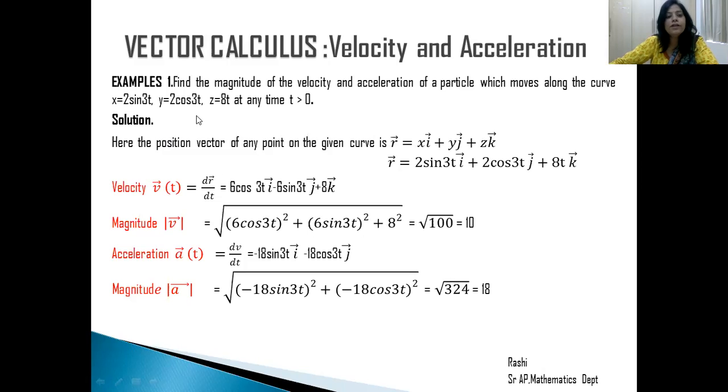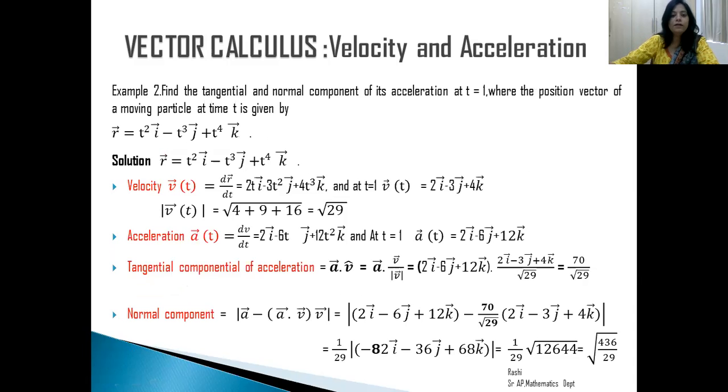How will they bring the variation over here? Sometimes they may say find out the velocity and acceleration at a point t is equal to 1 or t is equal to t1, any value they can give. At that time what you have to do, after getting the derivative, you should put that particular value of t. Let us see that in another example. Now look at this question.